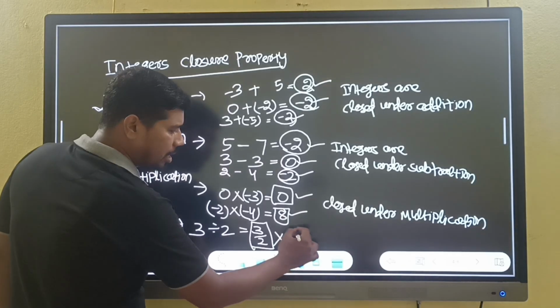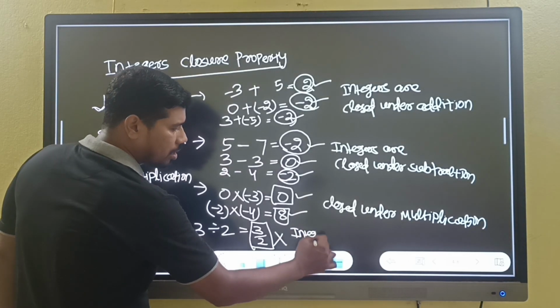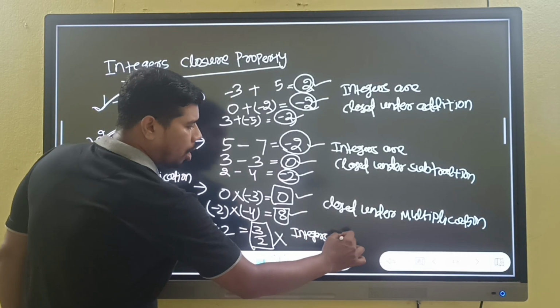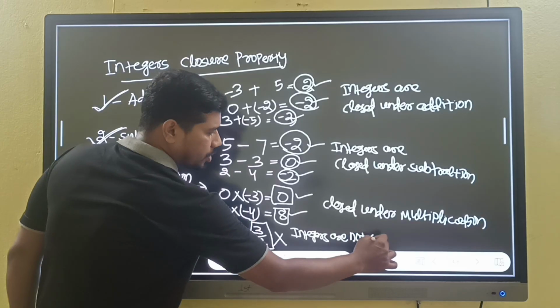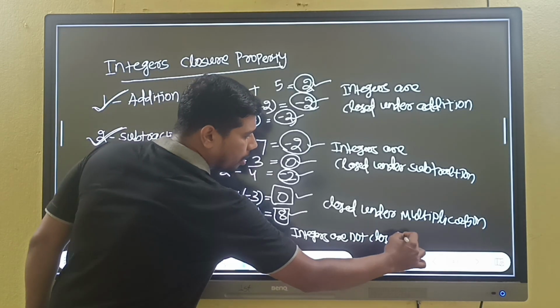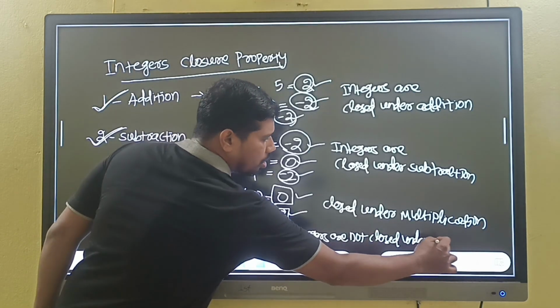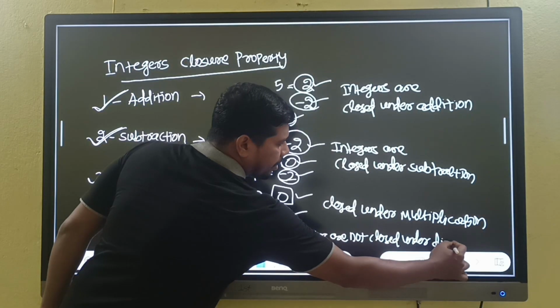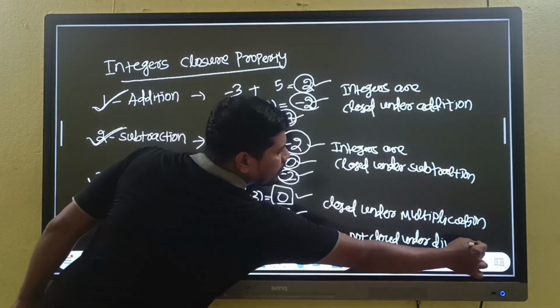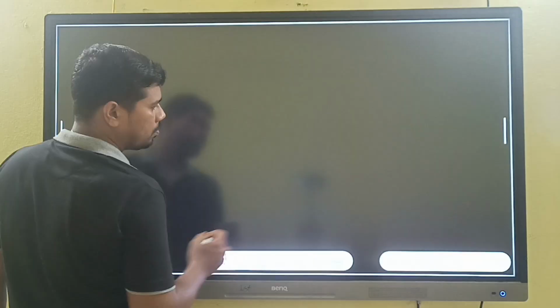So we can write here integers are not closed under division. Not closed under division. Okay. Next, we'll write that it is not closed.